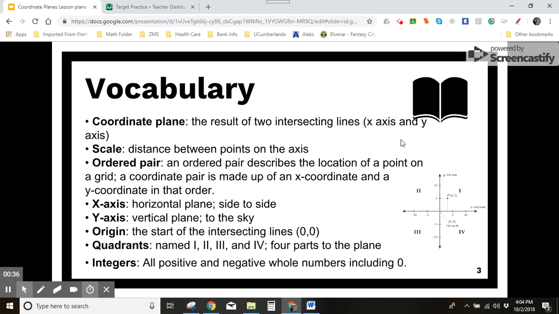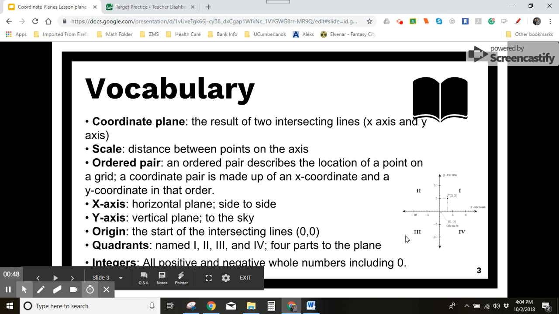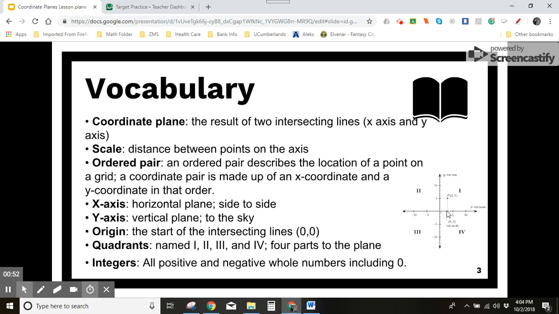Some vocabulary words that we may encounter in the course of this lesson are: coordinate plane, the result of two intersecting lines, the x-axis and the y-axis. The coordinate plane has a scale, which is the distance between points on an axis. An ordered pair describes the location of a point on a grid, and is made up of an x-coordinate and a y-coordinate in that order, x before y.